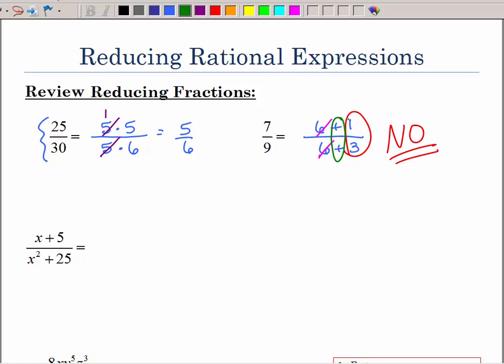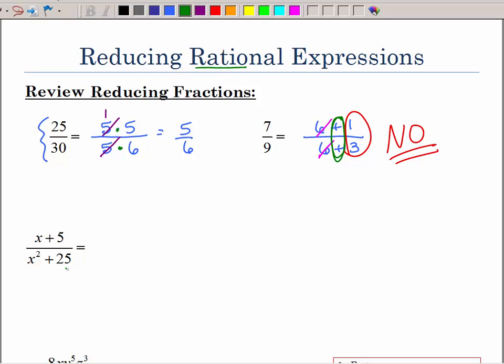So notice you cannot put a plus sign and cancel things out. That's not a common factor. Factors are things that are multiplied together. So let's just look at this next one. Now this is not just a fraction, you could call it that, but it would be a rational expression. A rational expression is a ratio, meaning that it is a ratio of two expressions.